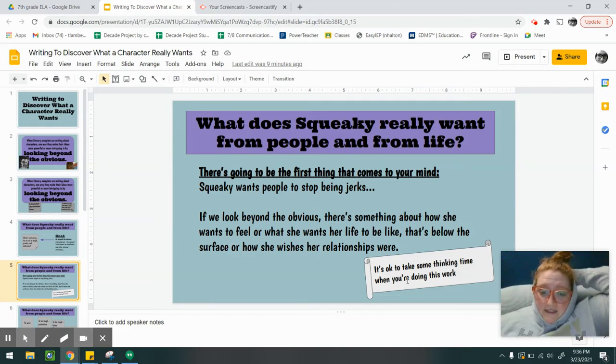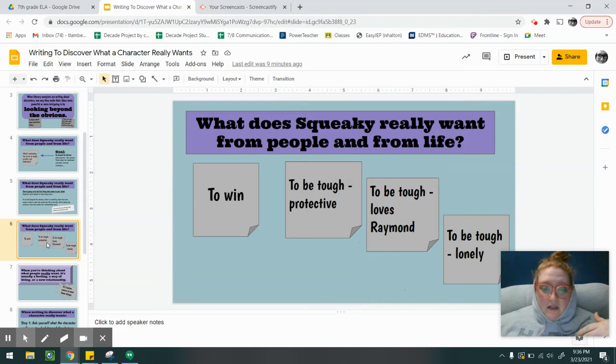A lot of times this stuff is going to be something about how your character wants to feel or what they want their life to be like, something that's below the surface, something about their relationships or their connections with people, okay? So if we do this with Squeaky, what does she really want from life? Like I said, something that might come up on the surface quickly is something like, well, she wants to win. Okay. Obviously, we already came up with that.